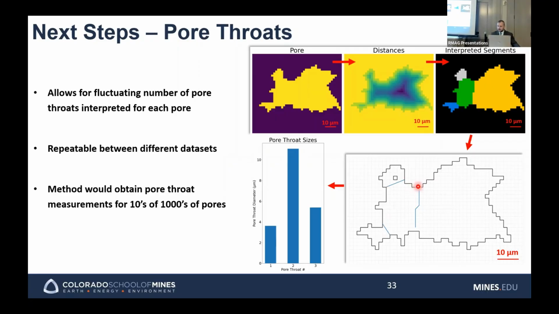However, the reason it's still in our working phase is that we're still having trouble for some of these lines to come out straight, not jogged, and touch both sides. However, we're still able to measure what the pore throat length would be. This would be repeatable between different data sets. And we'd be able to obtain these measurements for tens of thousands of pores in the thin sections instead of just a handful.